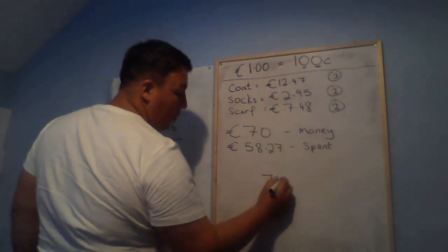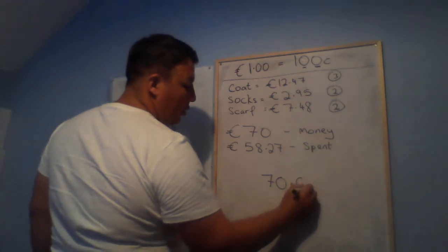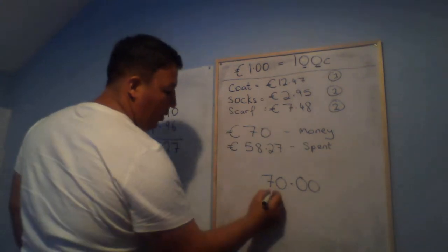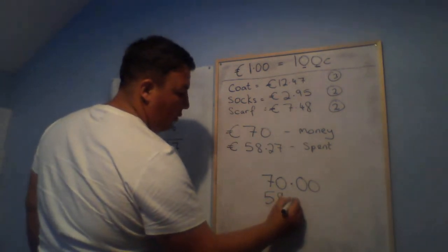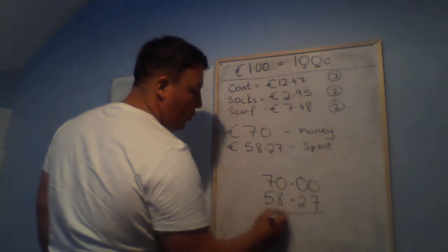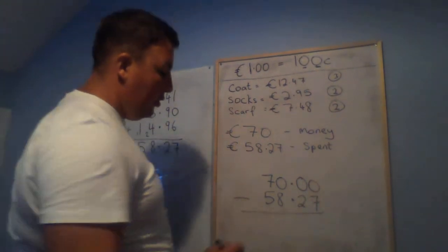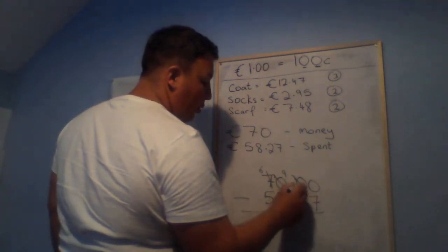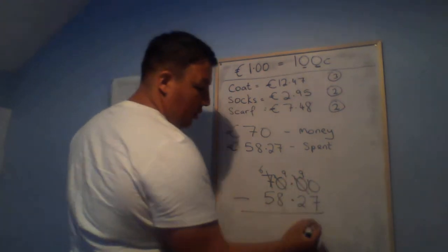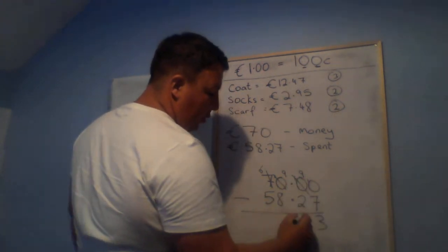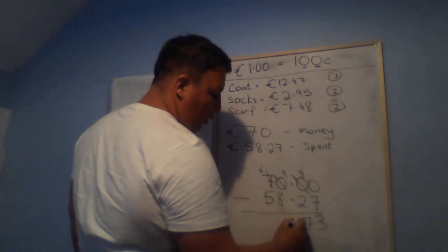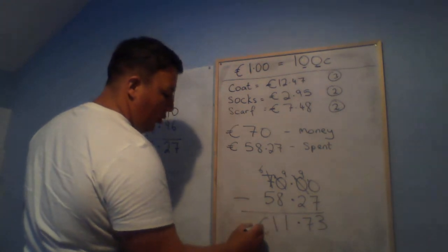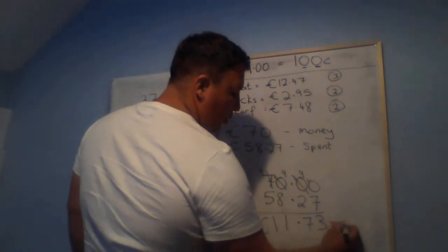So we have €70, so we have our 70, and we need to put in our decimal place. And we have 2 spaces because of our 2 zeros. We're taking away our 58.27. So 0 takes 7 we can't do, we'll have to come all the way over here and keep regrouping. So 10 take away 7 is 3, 9 take away 2 is 7, 9 take away 8 is 1, and 6 take away 5 is 1. So that is then our change.